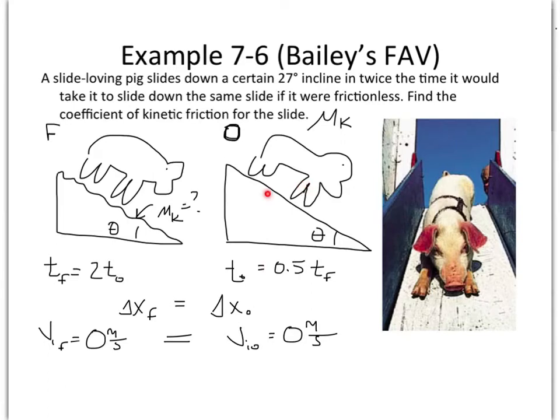But the only point of comparison that we have between these is time. So how can we get these into a comparison where we can boil this down to solve for mu k, or the coefficient of kinetic friction? Well, time is related to acceleration. And we have these other kinematic knowns right here. And acceleration is related to net force. So that's going to be where we start.